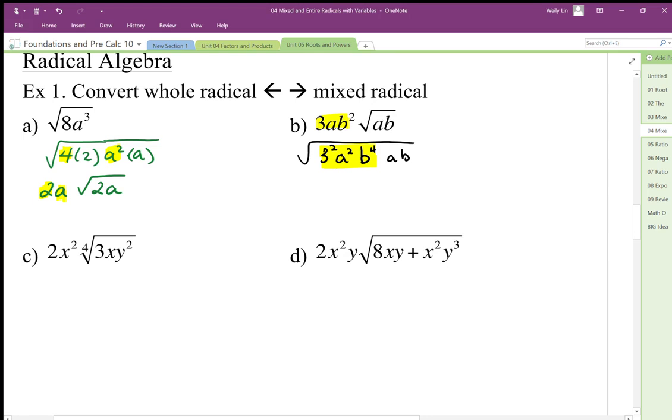Now I can multiply this all out. This is all connected with multiplication, so I get 9. A times a squared times a is a cubed. B to the 4 times b is b to the 5.